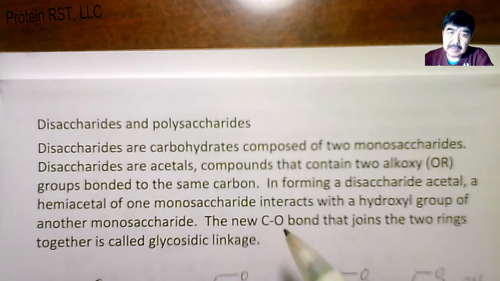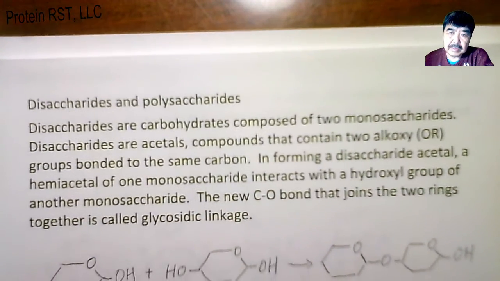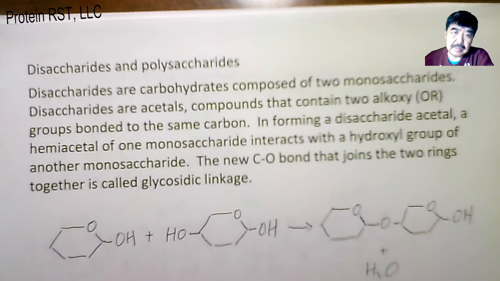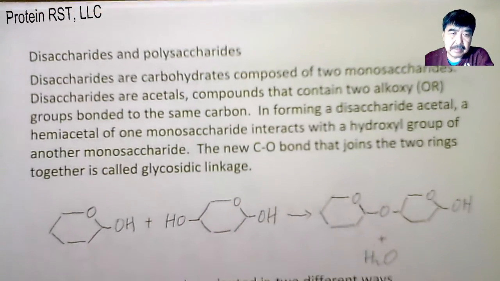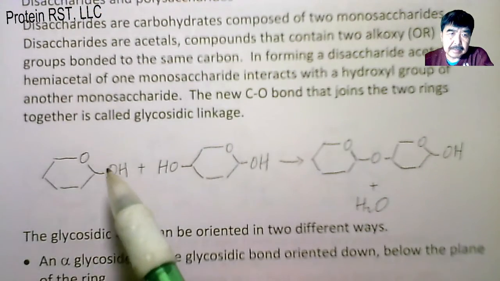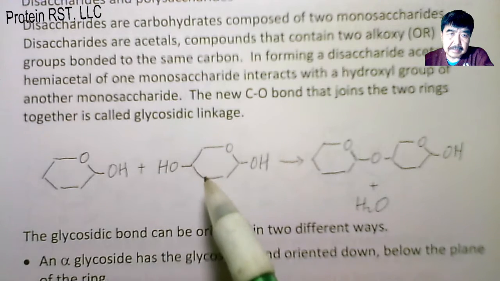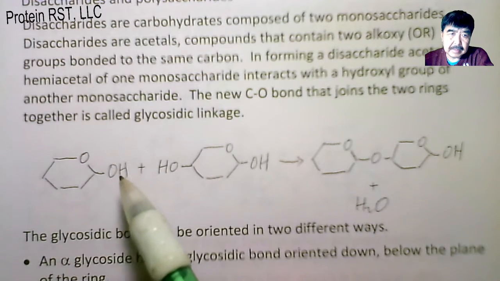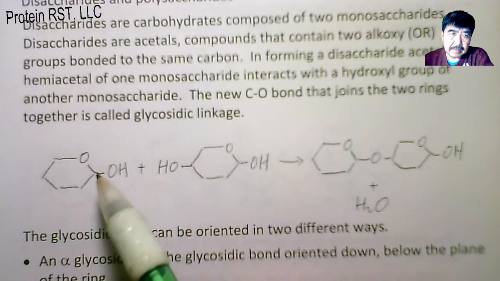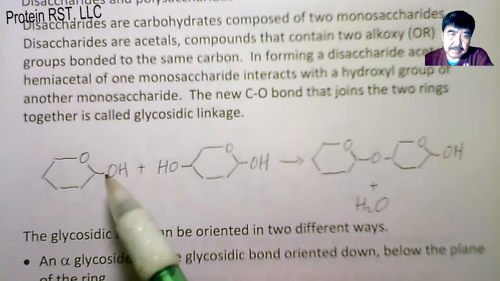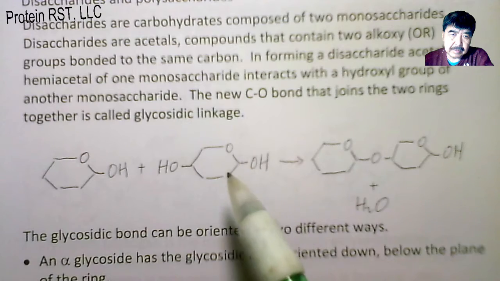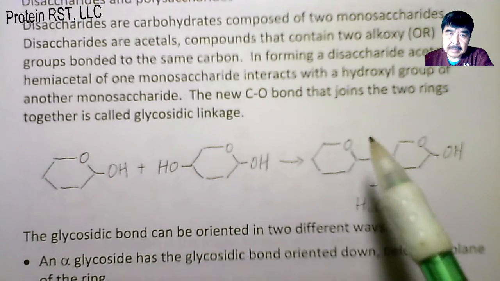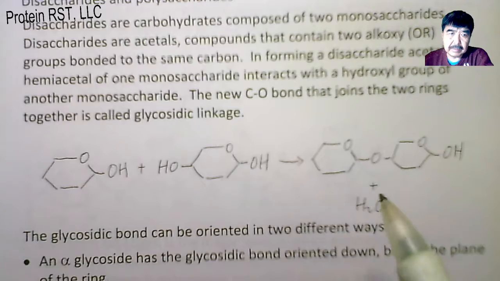The new C-O bond that joins the 2 rings together is called a glycosidic linkage, or glycosidic bond. Take a look at this. This is 1 monosaccharide, this is the second monosaccharide. This hydroxy group on the anomeric carbon interacts with another hydroxy group on another molecule, and they form this disaccharide and water.